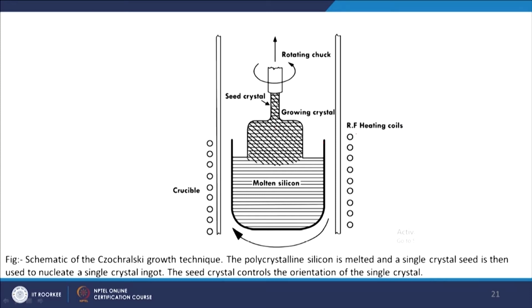And this is the crucible and this is the RF heating coil. This is a schematic of the CZ growth technique. The polycrystalline silicon is melted and a single crystal seed is then used to nucleate a single crystal ingot. The seed crystal controls the orientation of the growth of this crystal. As happens in normal crystal growth, we need to have a seed, and the seed helps for the nucleation, and then we need to have a growth process. Depending upon the rate of the nucleation and the growth, we can get the grain size of the single crystal. So, the method is very simple.